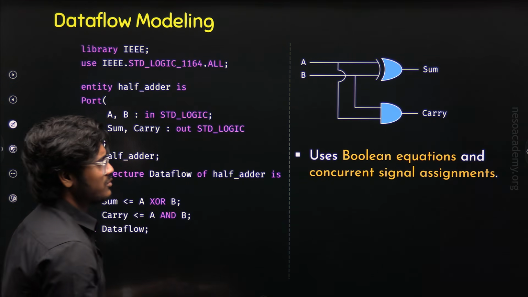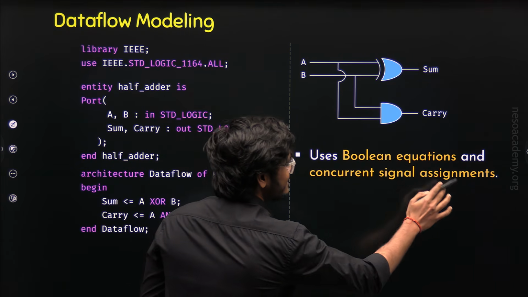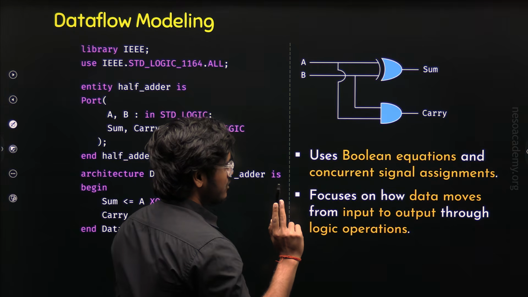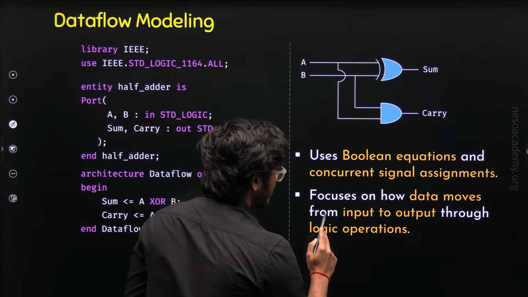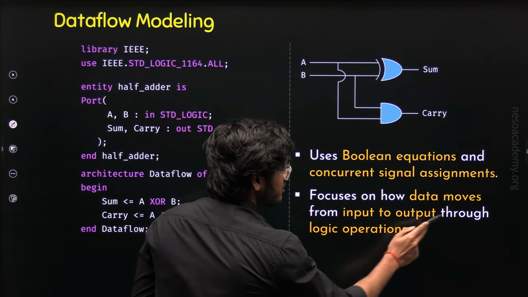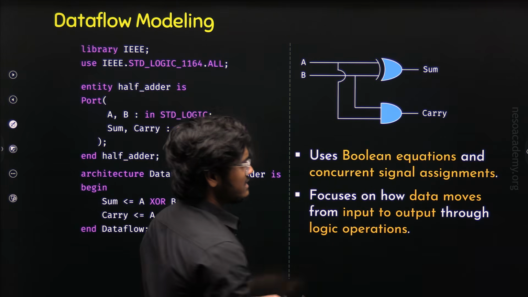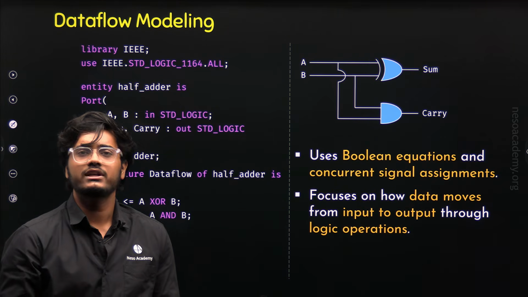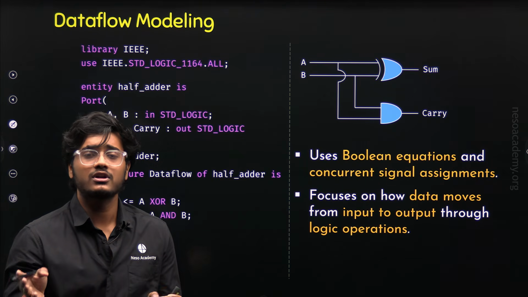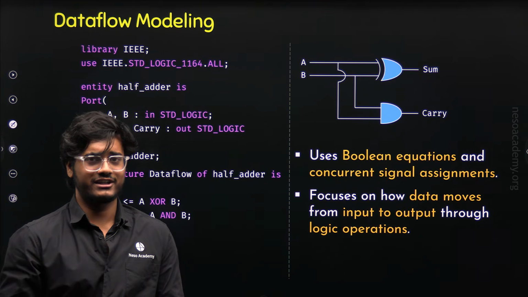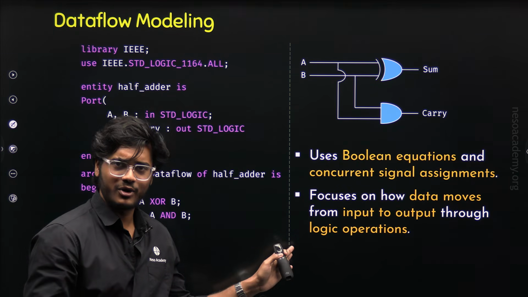So, data flow modeling uses Boolean equations and concurrent signal assignments. Now, data flow modeling focuses on how data moves from input to output through logic operations. And here we can clearly see that in data flow modeling, we describe the flow of data from inputs to the outputs via the logical operators. Now, I hope you understand these 2 points.